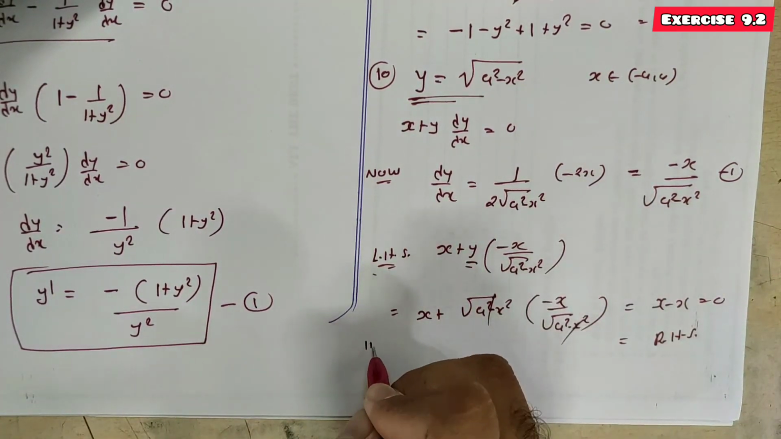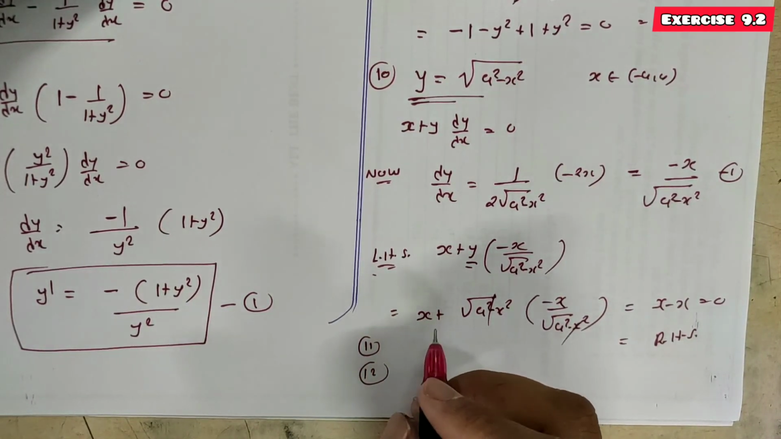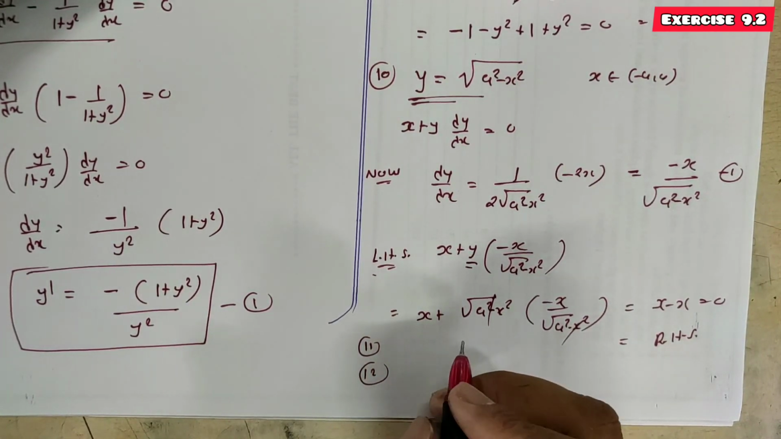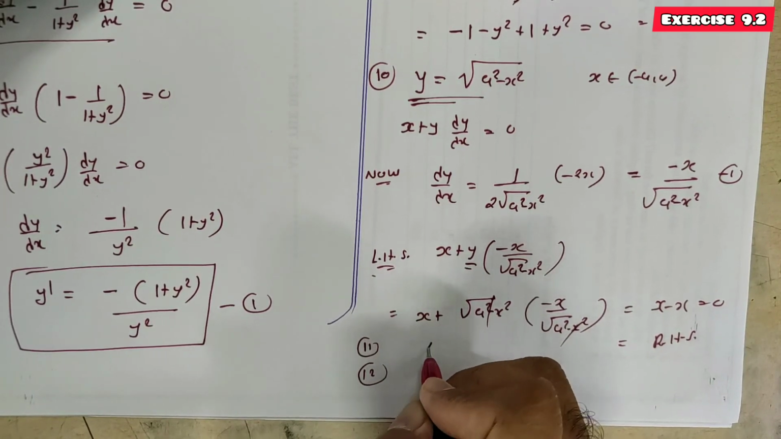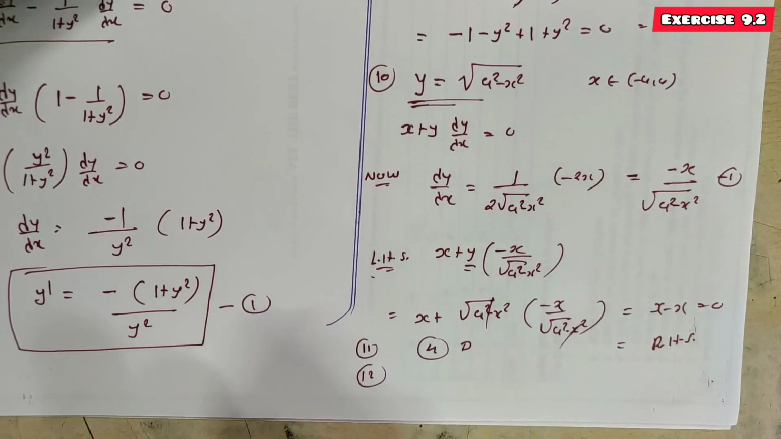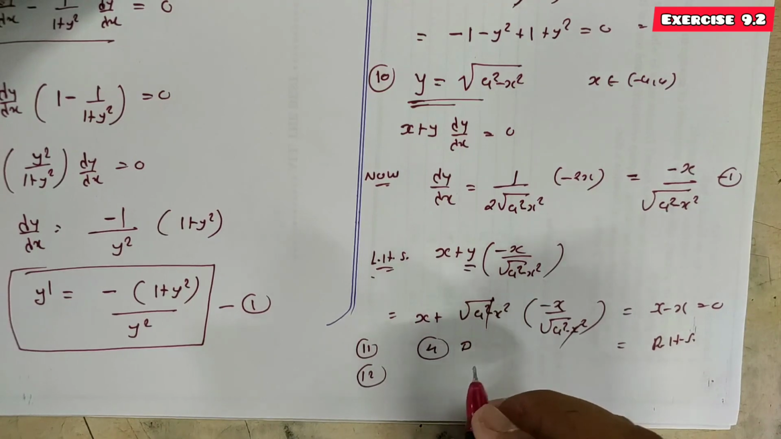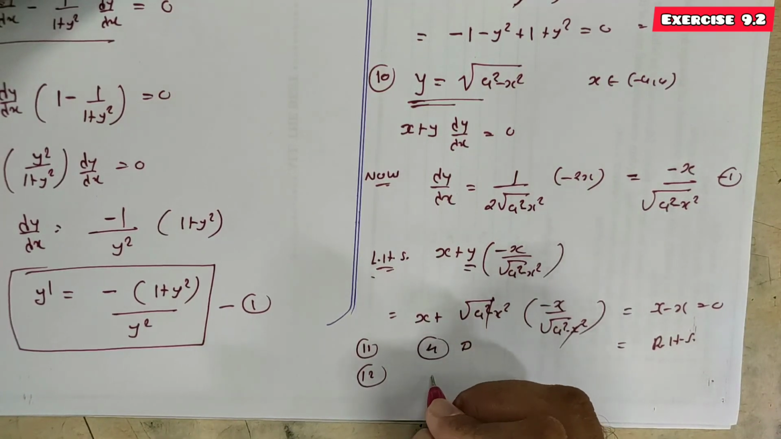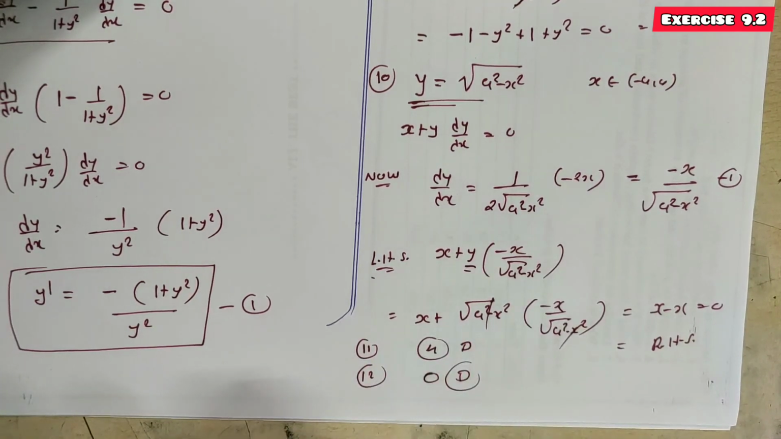Done. Question number 11 and 12. The number of arbitrary constants in a general solution of a differential equation is equal to the order of the differential equation. Here the order is 4. So the number of arbitrary constants is 4. Solution D. And for a particular solution, the number of arbitrary constants is always 0. So the number of arbitrary constants is 0. Answer is D. Done.